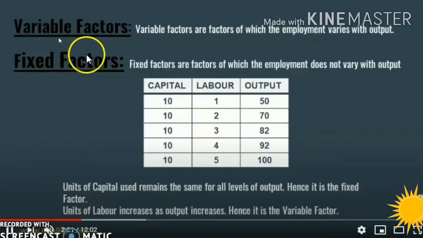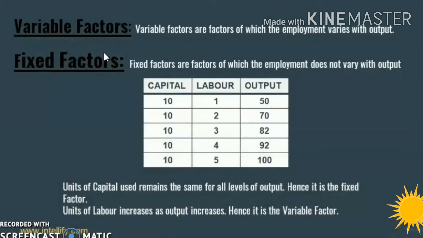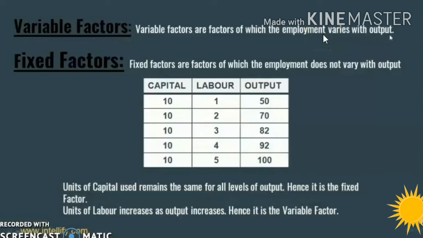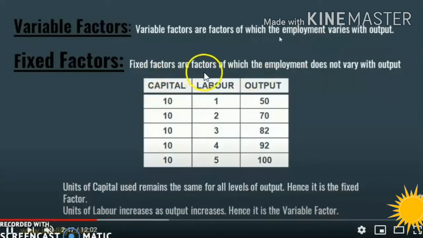There are two kinds of factors: a variable factor and a fixed factor. Variable factors are factors whose employment varies with the output, which keep changing. Fixed factors are factors whose employment does not vary with the output. Fixed means it is always constant.